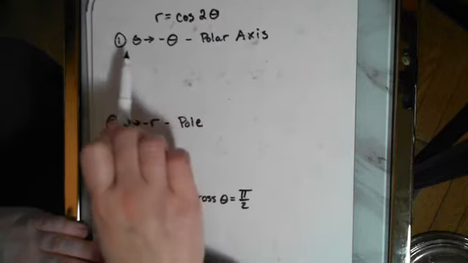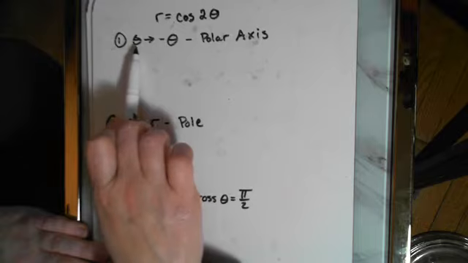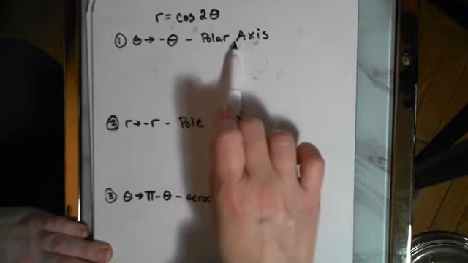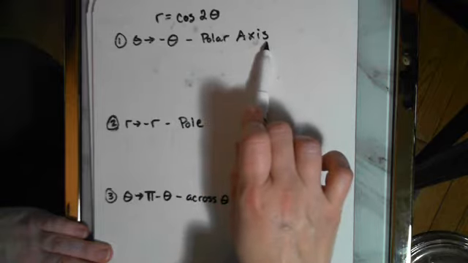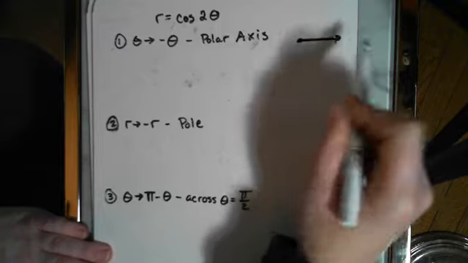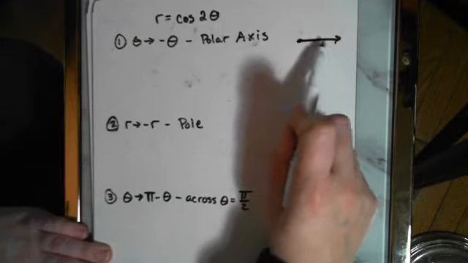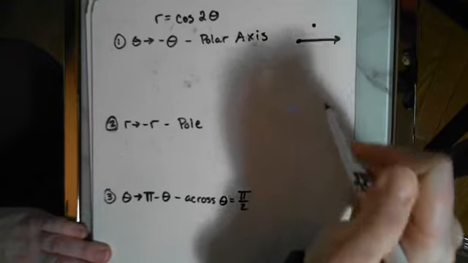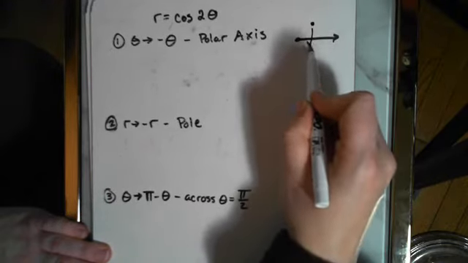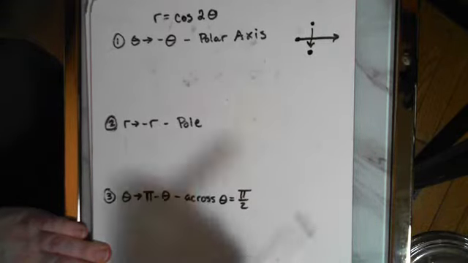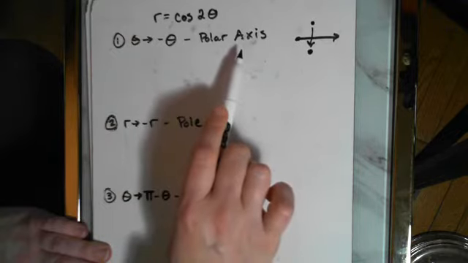Now the first test of symmetry is this one, where you replace theta with negative theta. And that's to tell if it's symmetric across the polar axis. And what that means for us is if we draw the polar axis, which is basically the positive x-axis, then any point that is above the polar axis would be reflected straight down to below the polar axis. Okay, so that's how that works. Let's take a look at what happens in our calculations.